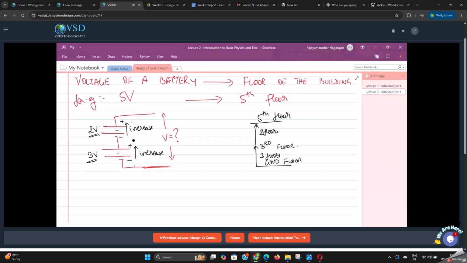Same thing. You went from ground up by 3 volt. So what will be the voltage here? It will be 3 volt. Now you are going 2 more volts up. But this 2 more volt is increased not with respect to ground. It is with respect to this point. From here you are going up by 2 volt. So the voltage here will be 5 volt. Correct? Let us do one more exercise.